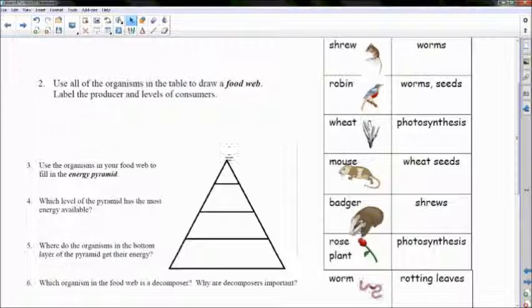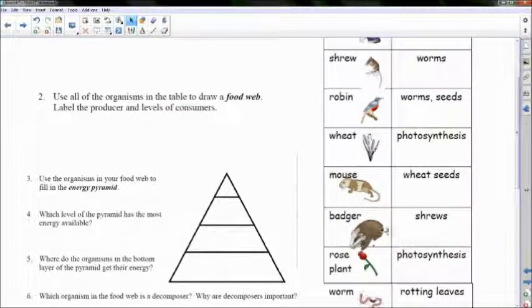Okay, number two, you probably had to do in a different space. This space right here was not very big, but it says use all the organisms to draw a food web. Label the producer and the levels of consumers. I didn't do this out, but the producers here are going to be the rose plant and the wheat. Those are the only producers. They do photosynthesis.